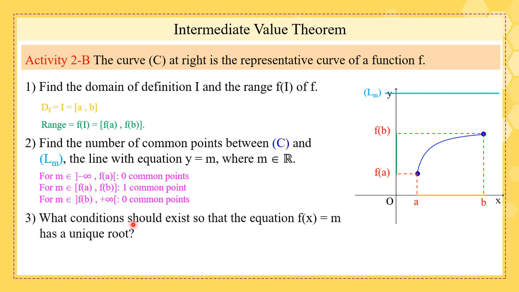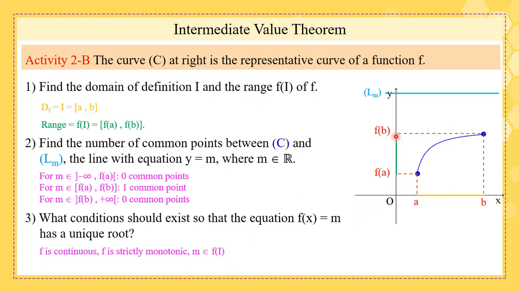So again, what conditions should exist so that the equation f of x equals m has a unique root? Now, to have a unique root, what is the condition that we should have? In fact, f should be continuous, strictly monotonic, and m belongs to f of I. And this is in fact the most important condition: m belongs to f of I.